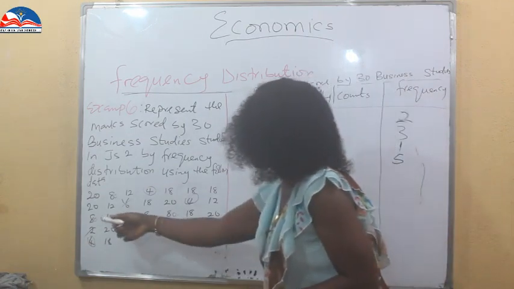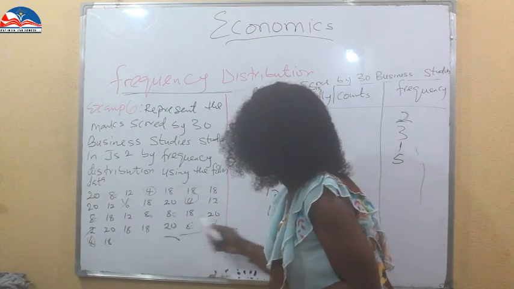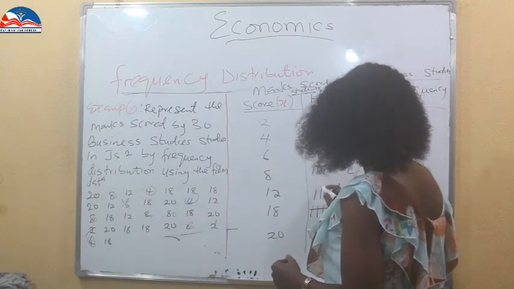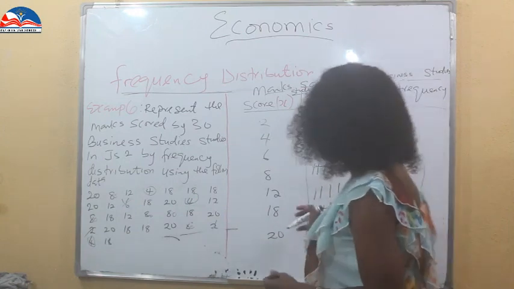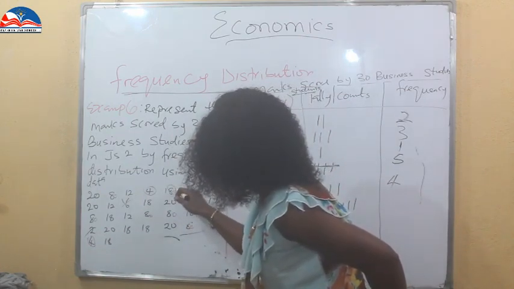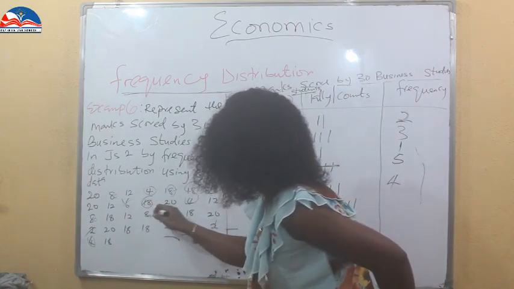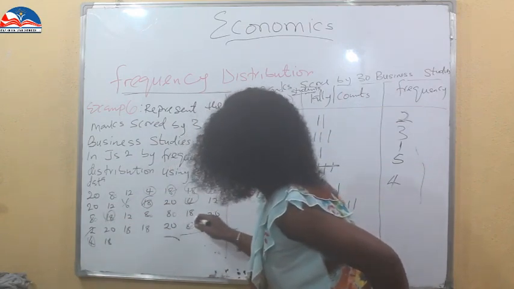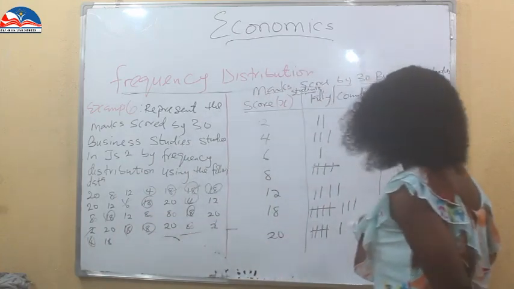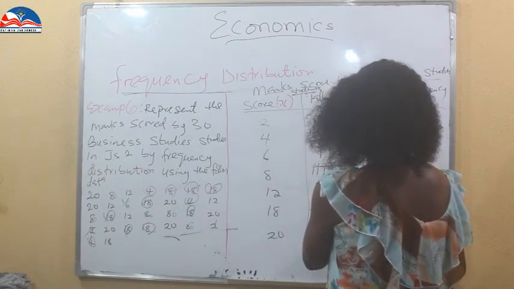Then we go to 12. 12, you count 1, 2, 3, 4. Look, you have 4. So you come here and mark 1, 2, 3, 4, and in your frequency you put 4. In your 18, you start counting. 18, I have another 18. I'll mark it up like this so that it looks different. 2, 3, 4, 5, 6, 7, 8. So I have 8. What will I do? I will mark out 1, 2, 3, 4, 5, and I'll strike 5 out. Then 1, 2, 3. So here I'll write 8.